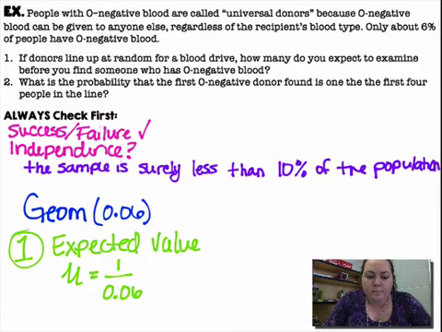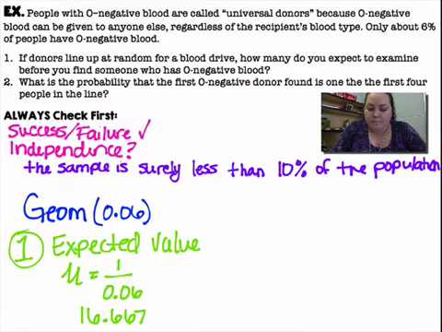All right. So my expected value, because that's what they're asking, how many do you expect to examine before you find someone who has O negative blood? So my expected value, I'm using the geometric distribution for mean, because expected value is the mean, which is 1 over p, so it's 1 over 0.06, which gives me 16.66 repeating. So I would expect it to take about 17 people before I found someone who has O negative blood.